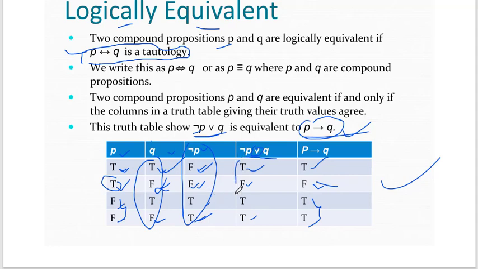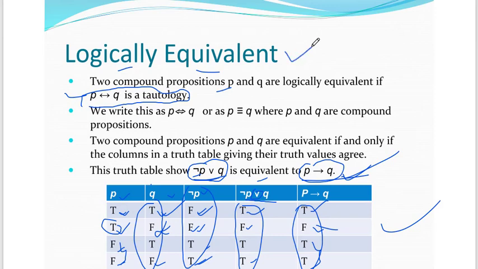So here you can see that this column and this column are the same: true, false, true, true. So these two compound propositions are equivalent. This is called logically equivalent. You can write it as P logically equivalent to Q, or like this.